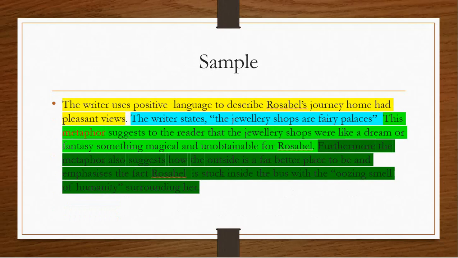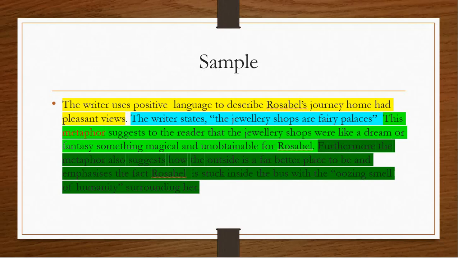An example, so let's put it all together. We've colour coordinated it. Yellow is the point, the blue is the evidence, the quote, and the green is the explain, and the darker green is the expand. The writer uses positive language to describe Rosabelle's journey home, which had pleasant views. So my point is, Rosabelle's journey had pleasant views. The question could be, how does the writer use language to describe Rosabelle's journey home? He describes it using positive language, and he says it had pleasant views.